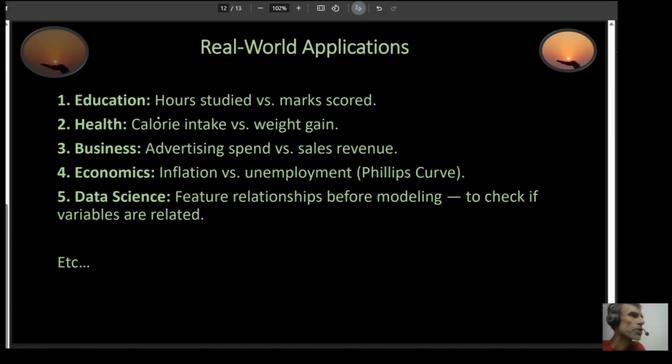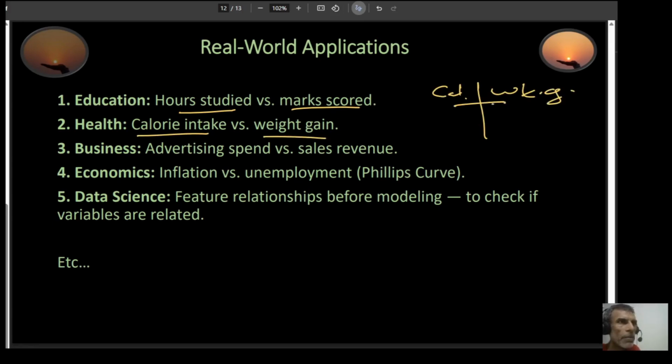Then some of the applications of the scatter plot: in education, we saw one example, hours studied versus marks scored. Another example would be calorie intake versus weight gain. Let's say you have two columns, calorie intake and weight gain. You can verify whether there is any relationship between calories consumed and the weight a person gained.